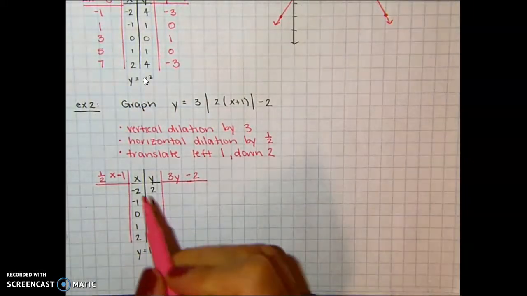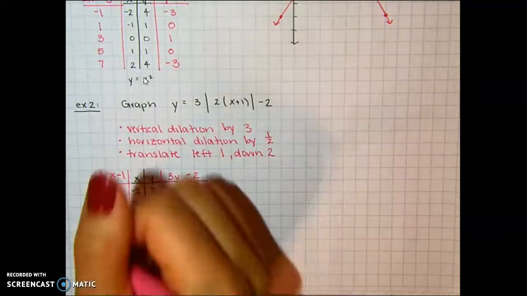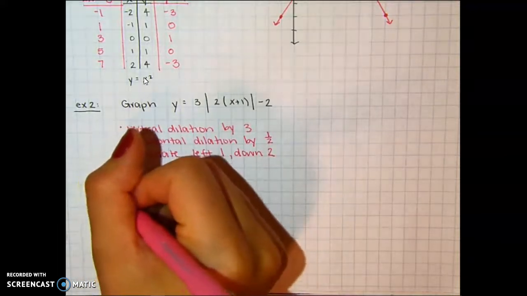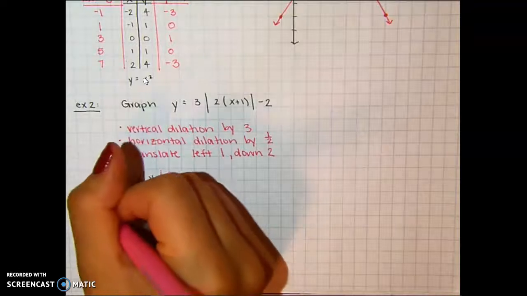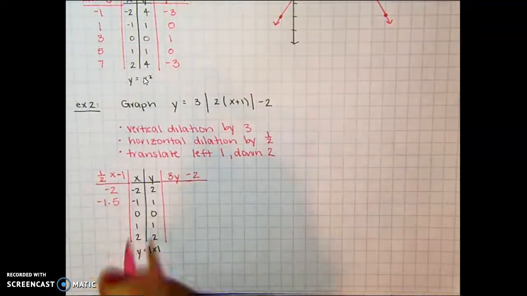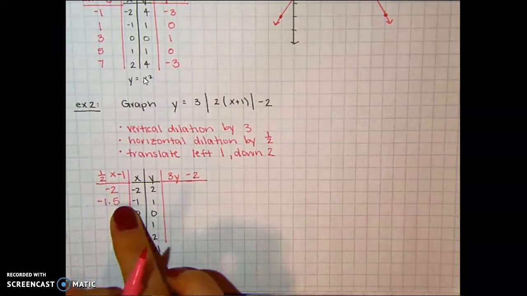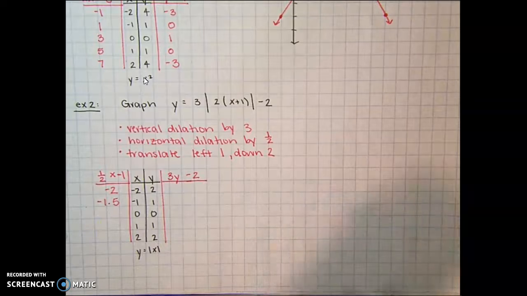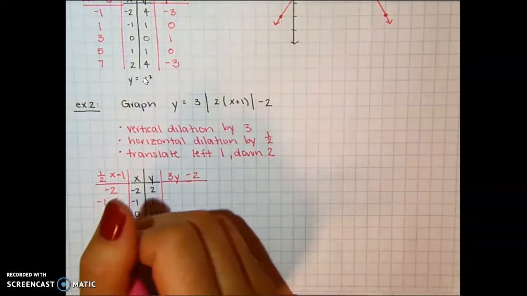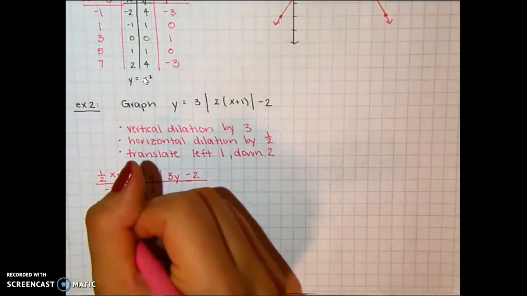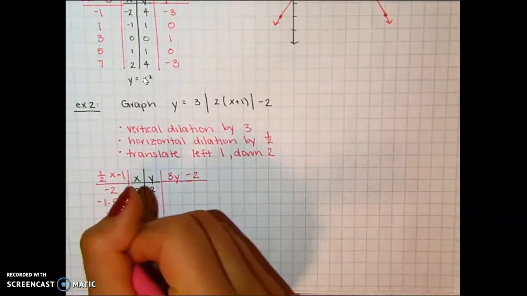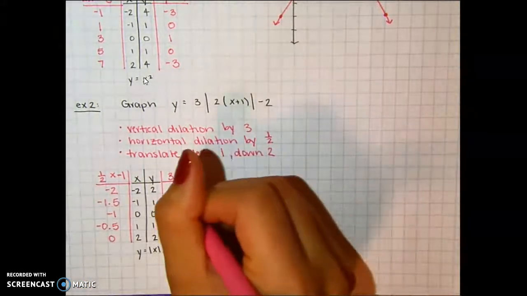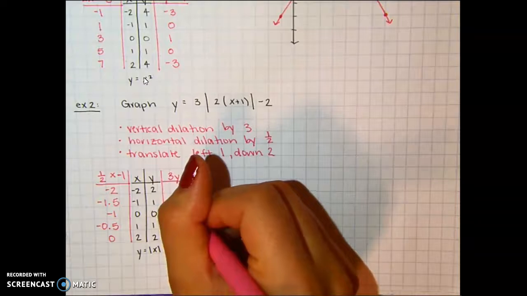Okay, so -2 times 1/2 minus 1. -1 times 1/2 minus 1. Now, I'm okay with you leaving this as a decimal. I think it makes it easier for you to graph. So if you want to leave that as a decimal, go ahead. 0 times 1/2 minus 1. Okay, and our y values substituting in.